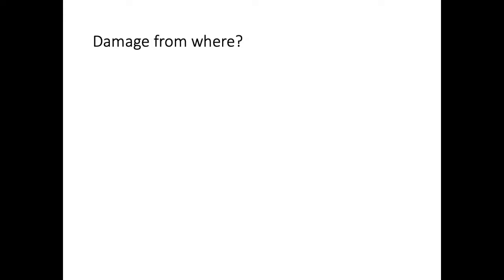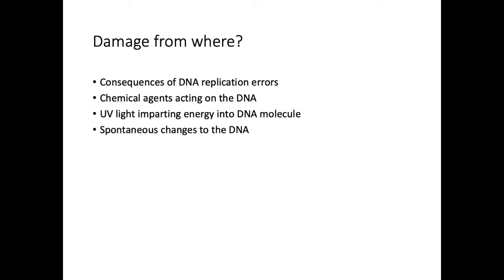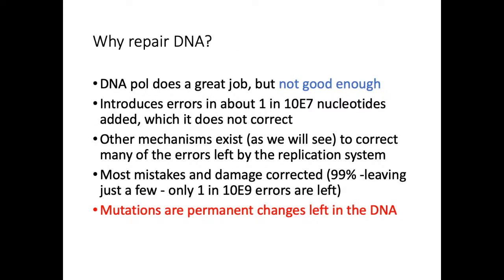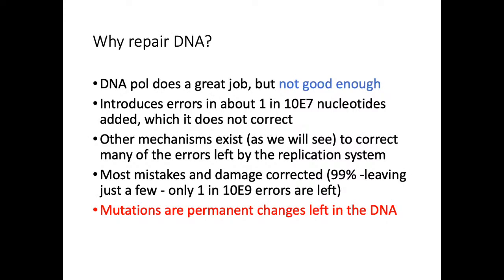So where does this damage take place? It happens because of errors in replication, chemical agents acting on the DNA, UV light imparting energy into the DNA molecule, and spontaneous changes to the DNA. So these four could be the sources the damage comes from. So why do we need to repair DNA?